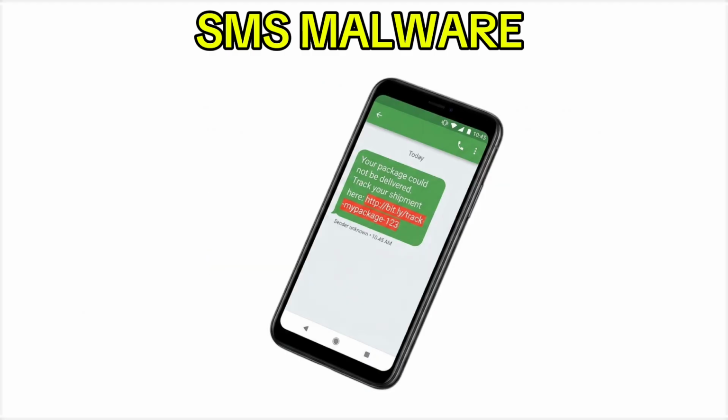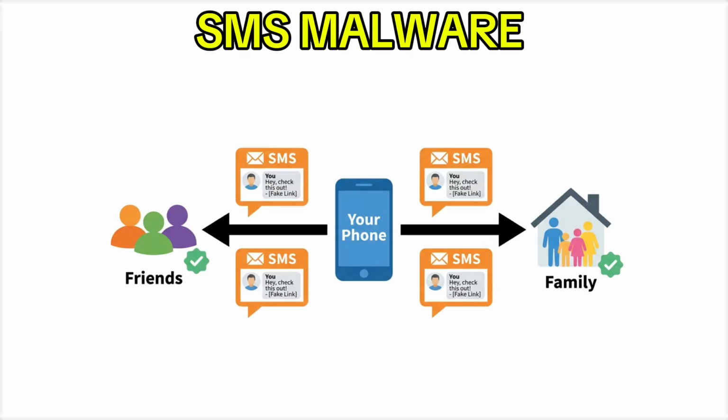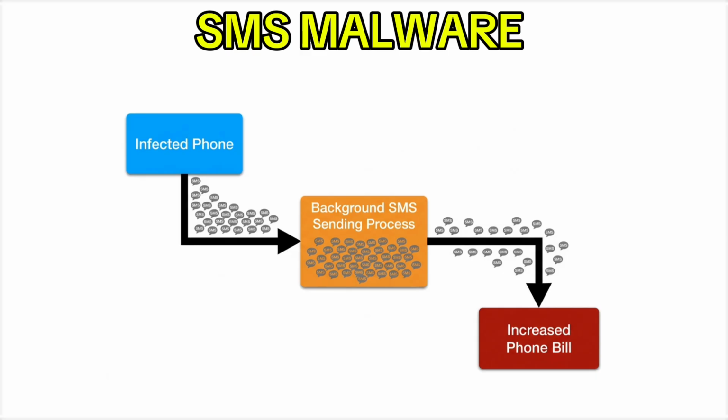SMS Malware. SMS malware spreads itself by sending text messages from your phone without your permission. It uses your number to send dangerous links to all your contacts. Your friends and family get a message that looks like it came from you. They click the link, and now their phone is infected too. This is how SMS malware spreads so fast. It also runs up your phone bill because it sends hundreds of messages in the background.